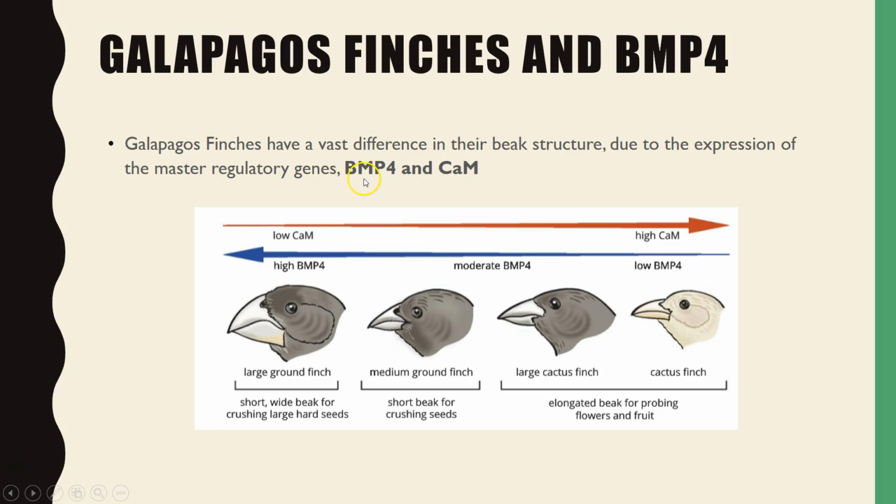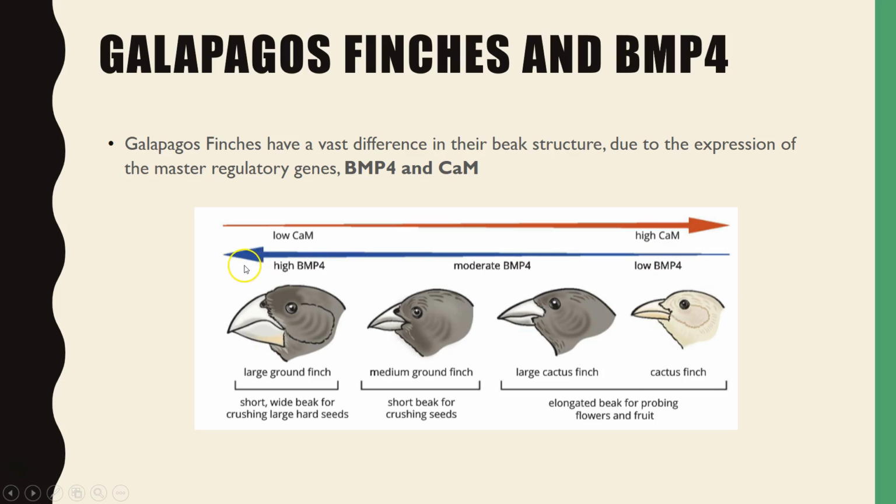In terms of BMP4, the master regulatory gene, and CaM, which is calmodulin, a particular gene involved in the formation of beaks in the embryo, will change the shape of the beaks. If we have a high BMP4 expression and a low CaM expression, we'll have a shortened beak here. It's a very fat beak, but it's quite short. When we have moderate BMP4, we have a longer beak, and it's much thinner. Again, a moderate BMP4 but higher CaM expression is an elongated beak, and it's much shorter in its depth here. And when we have high CaM and low BMP4, we have an elongated beak.